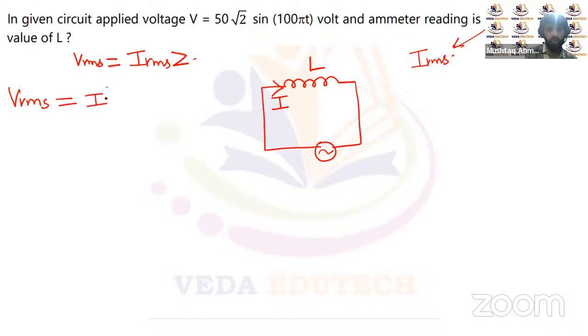So it will be IRMS multiplied by the reactance offered by this inductor. That will be XL. Now XL is actually equal to omega L.